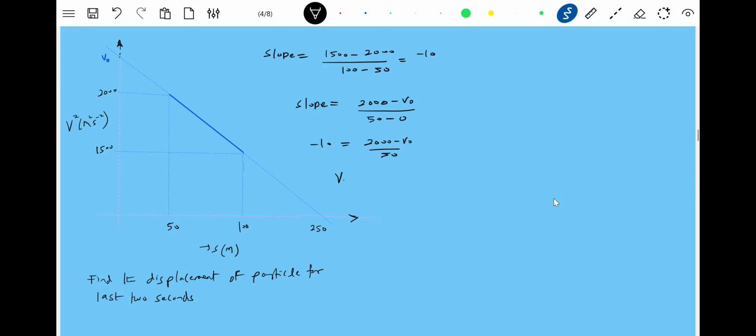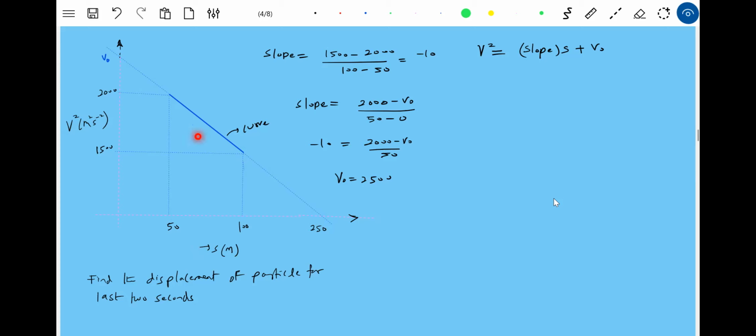So everything will become v naught 2500. Now with the help of this, we will write the equations of motion. V square is equal to slope s plus positive intercept. For this curve, we are writing the equation, how v square and s are related.